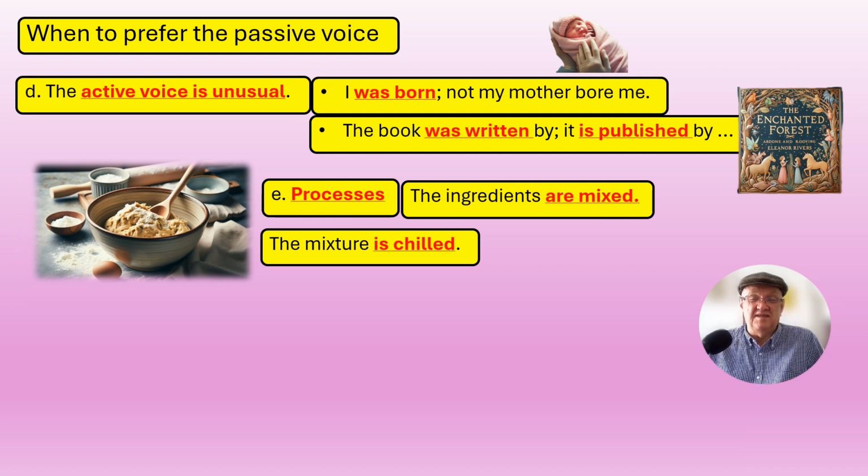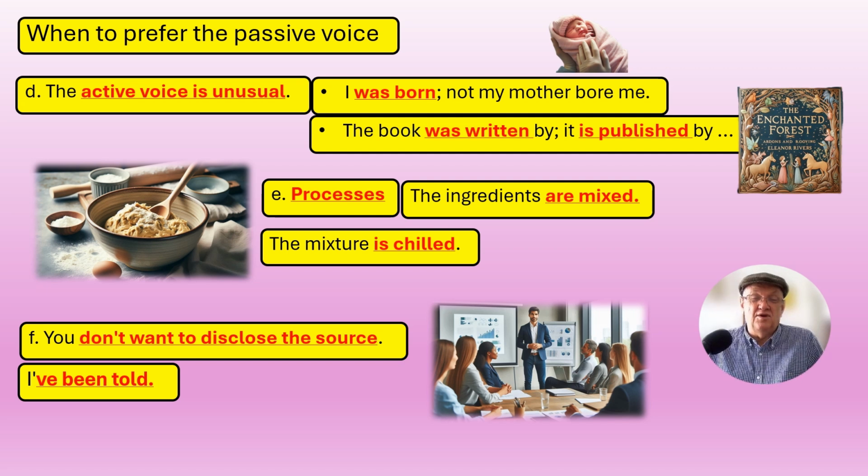E. Processes. The ingredients are mixed. Doesn't matter who mixed them. The most important thing here is that it is mixed. The mixture is chilled. Doesn't matter who put it in the fridge. The most important thing here is it has to be chilled.